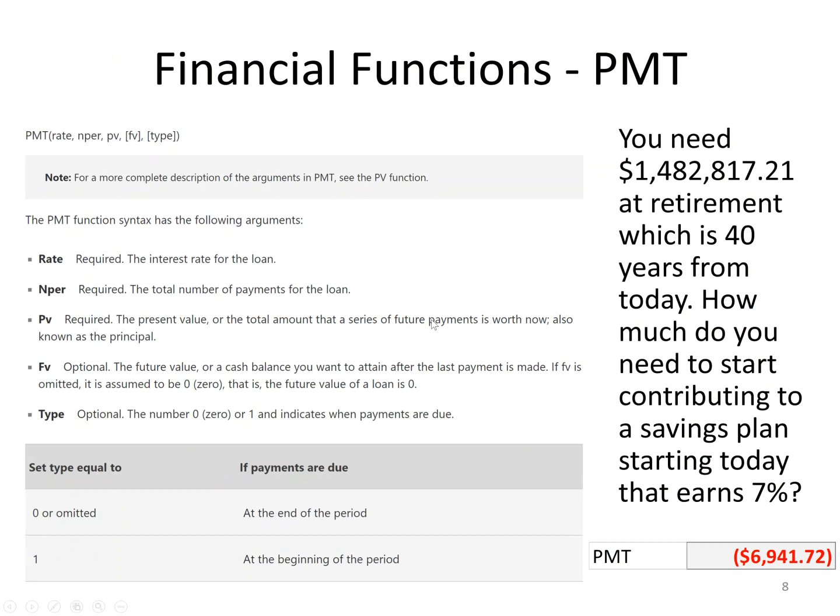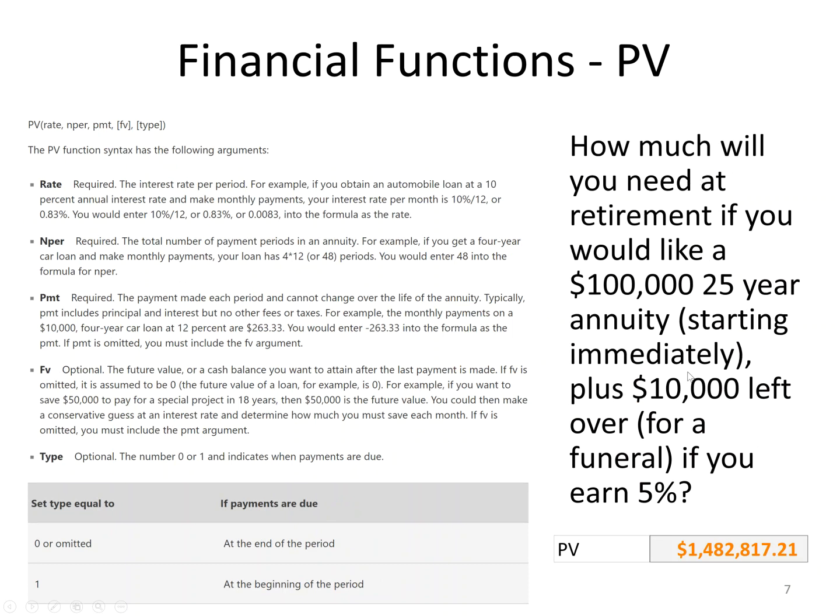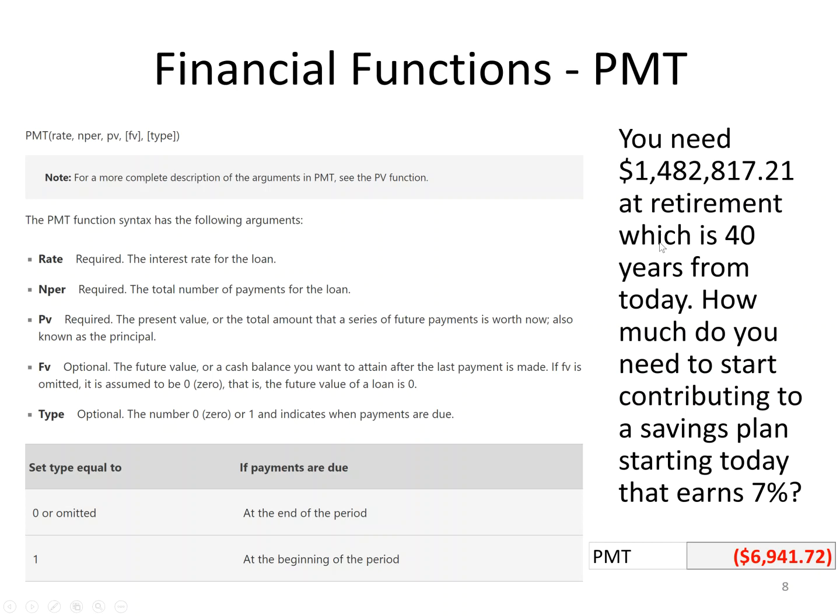The next function, the payment function. The payment function tells you what payment you could create given future values and present values and periods and rates. So say you need $1.48 million from the previous problem. This problem told me that at retirement, I will need $1.48 million to replicate this $100,000 25-year annuity. So now you're back to today. I know 40 years from now, I need $1.48 million. How much do I need to start saving or contributing to a savings plan starting today that earns 7%?